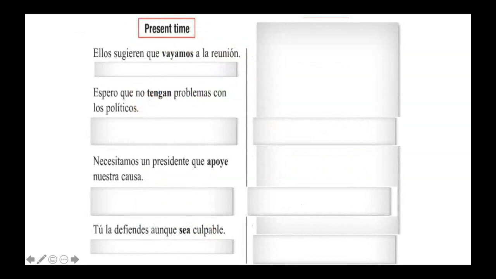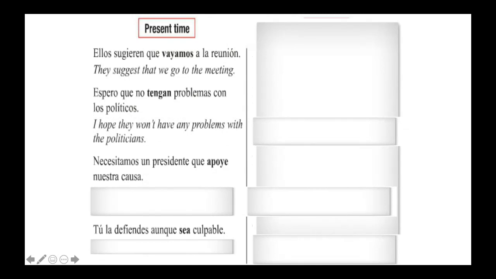Vamos a ver algunos otros ejemplos. Ellos sugieren que vayamos a la reunión. They suggest that we go to the meeting. Espero que no tengan problemas con los políticos. I hope they won't have any problem with the politicians. No? So there's a verb of influence or desire. I wish, they suggest. Necesitamos un presidente que apoye nuestra causa. We need a president who will support our cause.